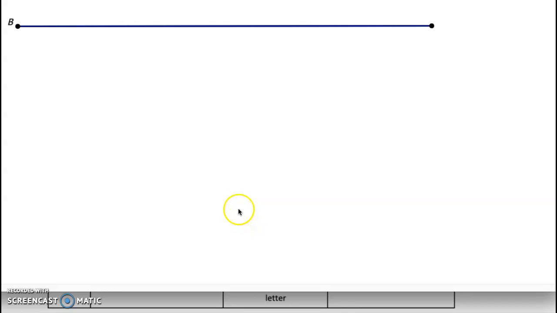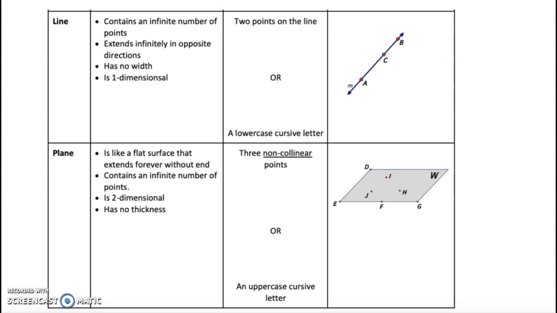All right, so one point, and then you take an infinite number of them and you line them up going back and forth in opposite directions, you get a line. And of course, I can't continuously draw infinitely on my computer screen, so we'll just kind of assume that this continues to go on forever. All right, now the way you name a line is with two points. All you need is 2 points anywhere on that line.